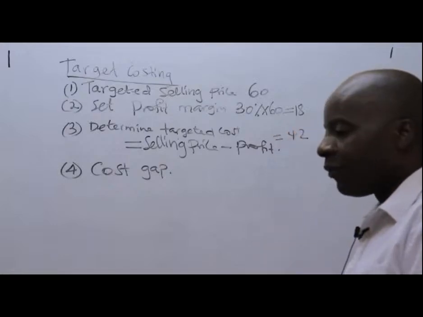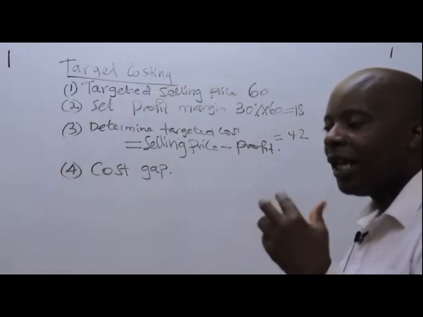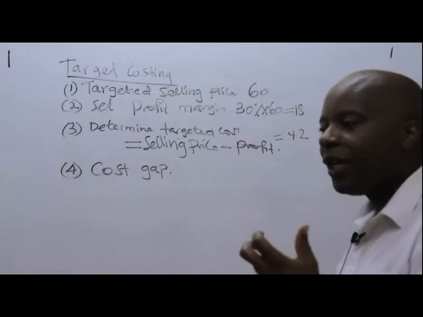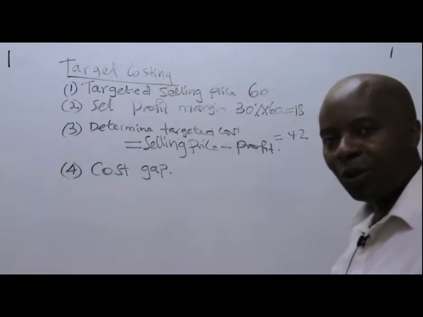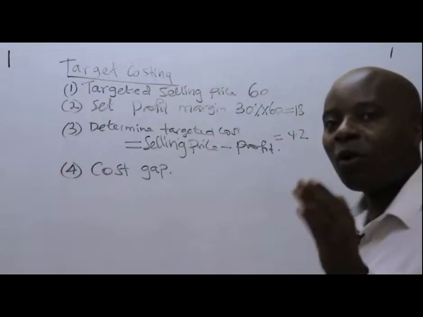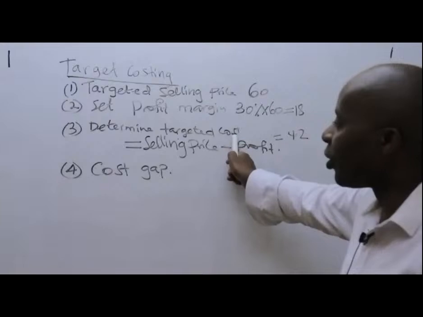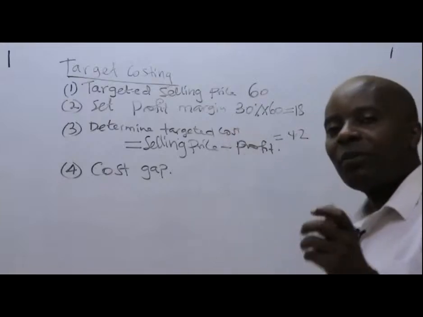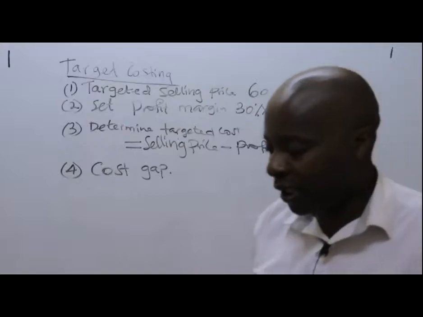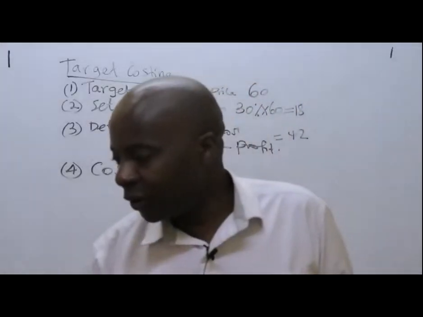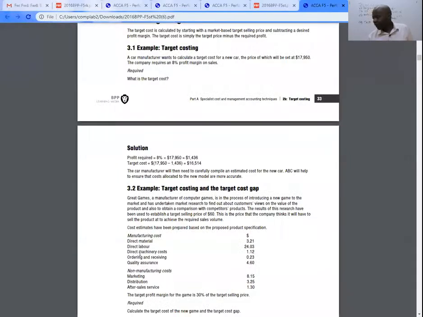Now, from there, I will come and ask myself, do I have any gap? My gap here will be the difference between the projected or rather actual cost vis-a-vis our targeted cost. So I would want to get my projected actual manufacturing cost, and this examiner really has given us the actual manufacturing cost. You can see they are here.